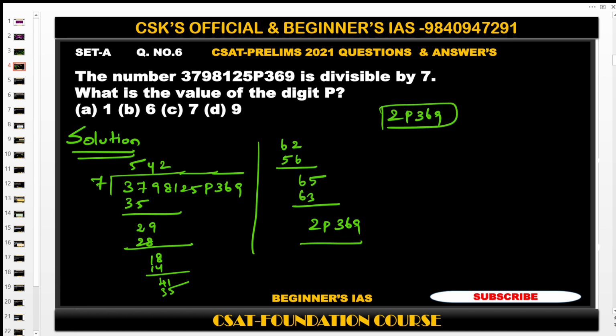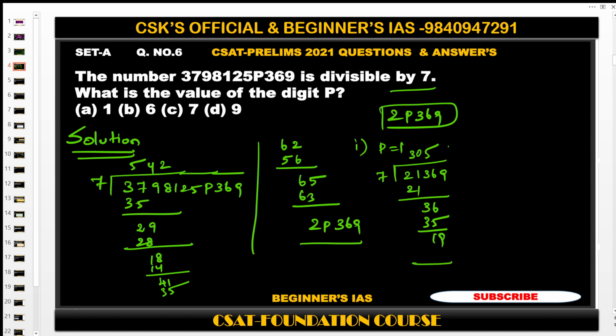With this, go by the option method. So first, p is equal to 1, which is therefore 21369, and then divisible by 7. It is given as divisible by 7, therefore it has to give remainder 0. So 3 here completely vanishes. Then here 36, then don't bother about 0 etc. Then here 5 times 7 is 35, 1, 9. The remainder is something else, not 0. Therefore this is not the answer.